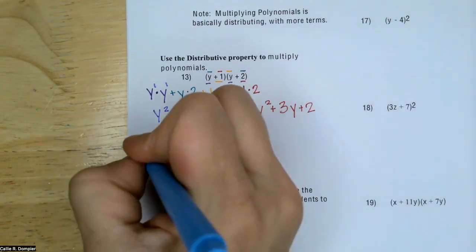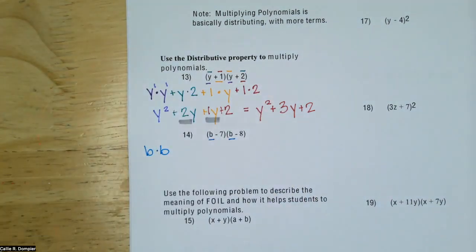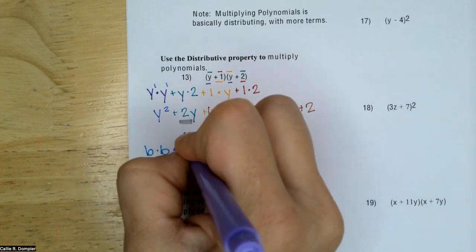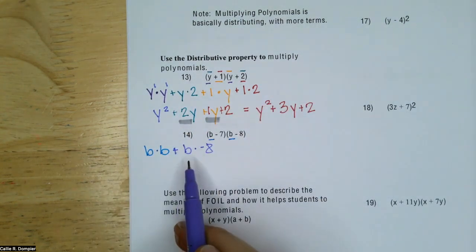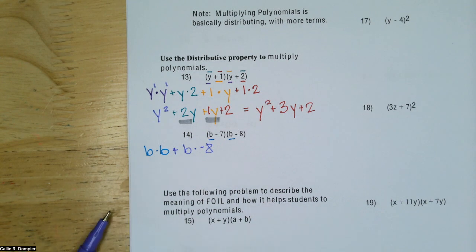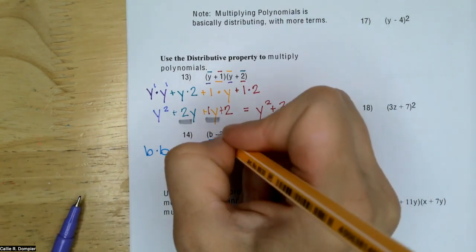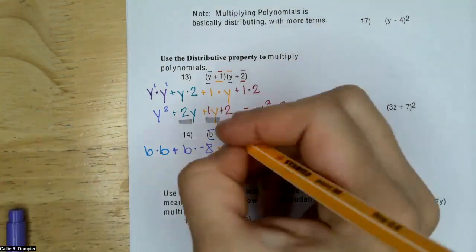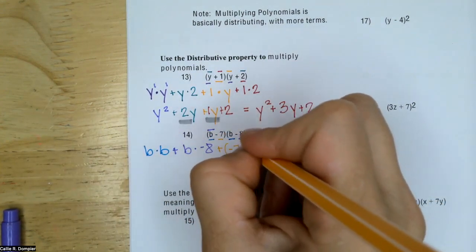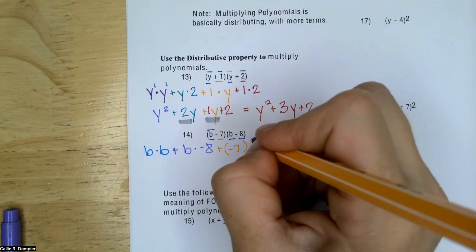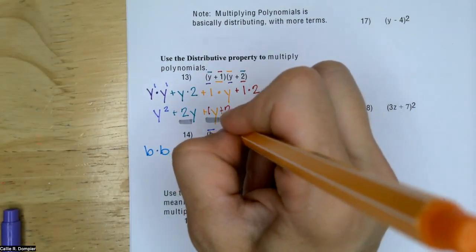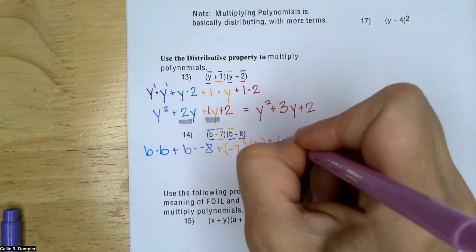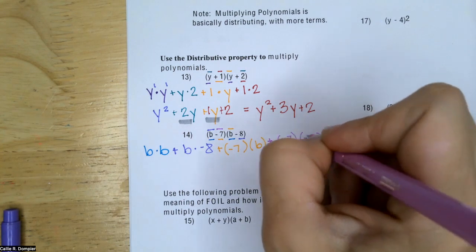All right, same with the b. b times b plus b times -8. Or you can say minus b times 8 if you want, okay? Plus -7. Oh, sorry. So that was b times -8 plus -7 times b plus -7 times -8.